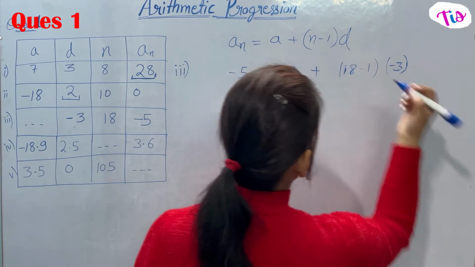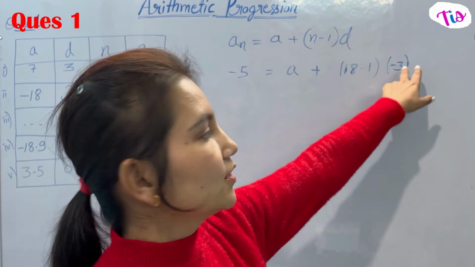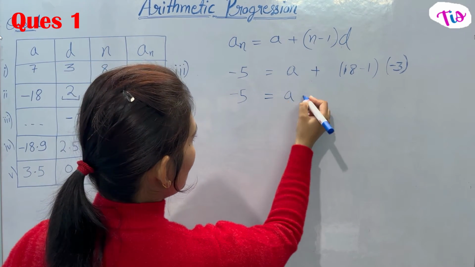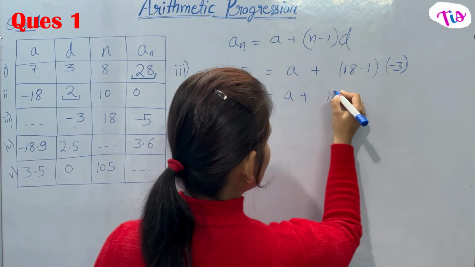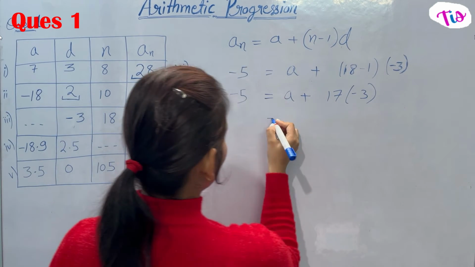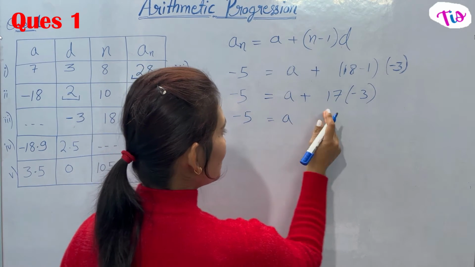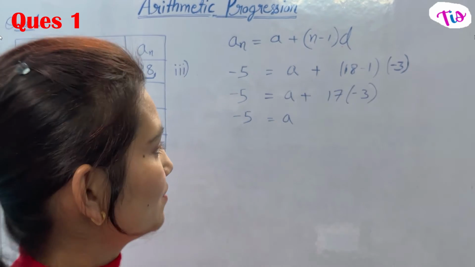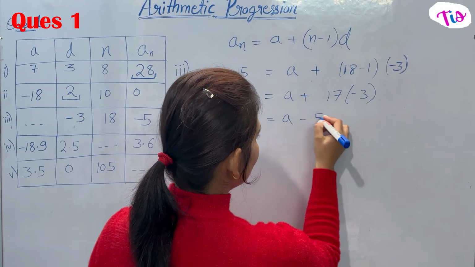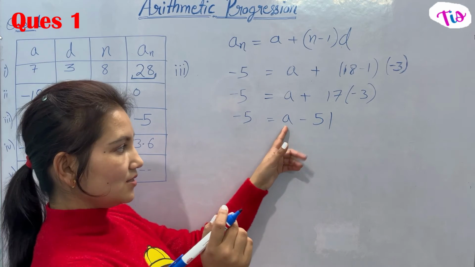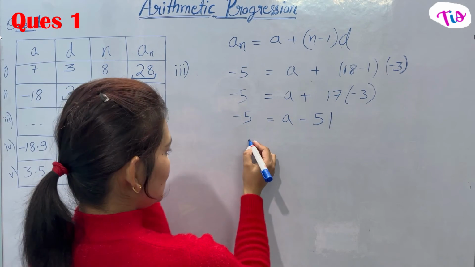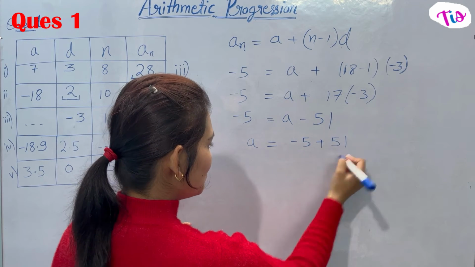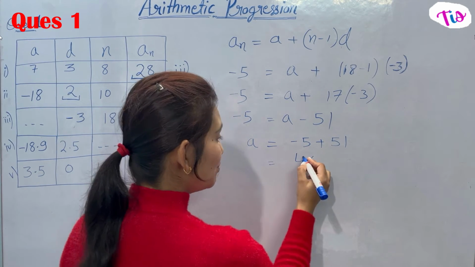Cool. Okay. So 18 minus 1 into minus 3, right? So minus 5 is equal to A plus 18 minus 1, which is 17, into minus 3. So minus 5 is equal to A plus 17 into minus 3. And 17 times 3 is 51, so plus minus becomes minus 51. We need to find A, so we'll shift 51 to the left-hand side. So A is equal to minus 5 plus 51, and minus 5 plus 51 is 46.